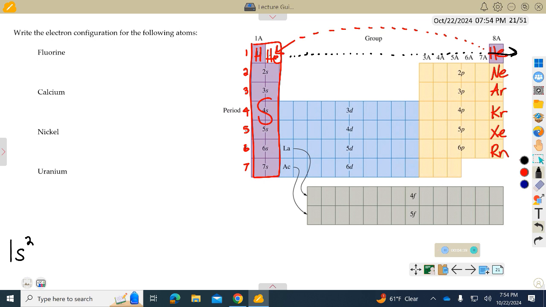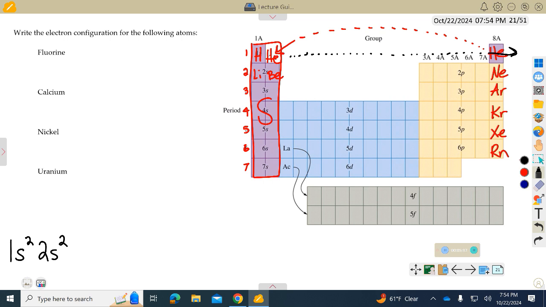So then electrons 3 and 4 would go in the next available orbital. So electrons 3 and 4 belong to lithium and beryllium. This would be lithium and beryllium. Now I'm in the second energy level. The S block, it can go across up to 2. If I were to go to S1, I would be at lithium. If I say S2, I'm at beryllium.